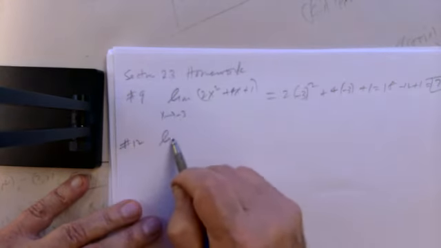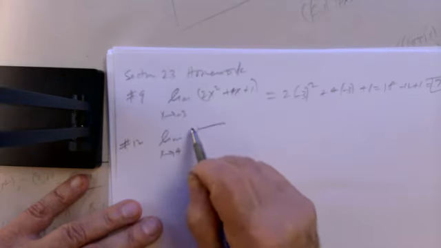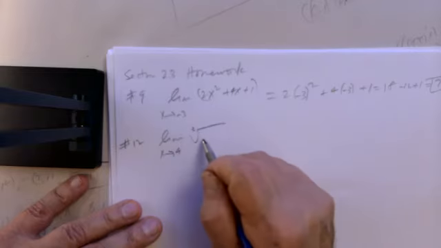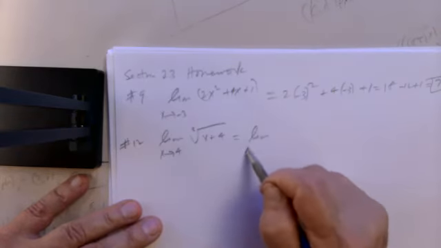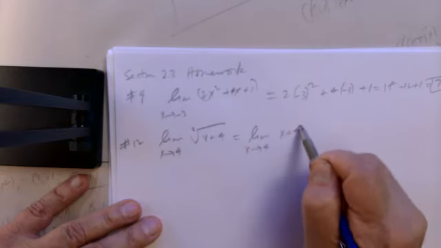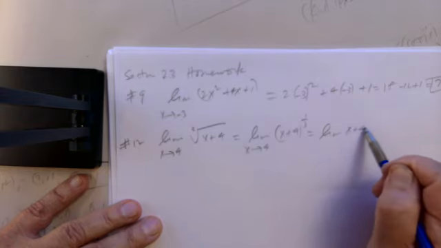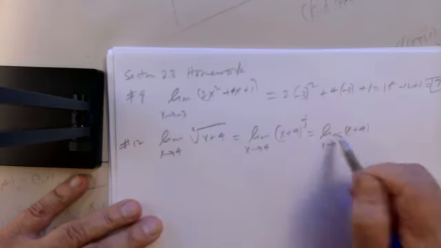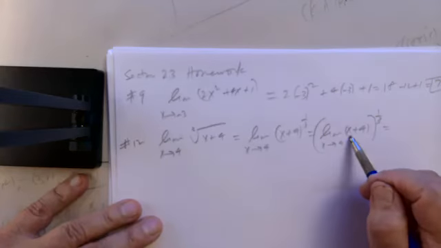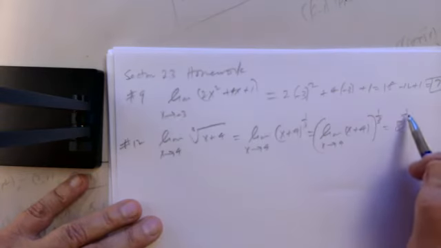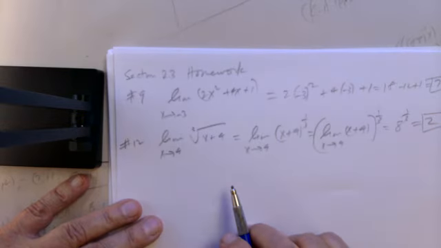Number 12, this is not a homework problem, but it's a nice problem. The limit as x goes to 4 of the cube root of x plus 4. So this is just the limit as x goes to 4 of x plus 4 to the power 1/3. So that's the same as the limit of x plus 4 as x goes to 4, and I take the cube root of that. As x goes to 4, x plus 4 goes to 8. So this is 8 to the 1/3. And the cube root of 8 is 2.